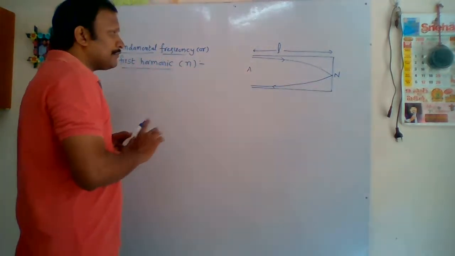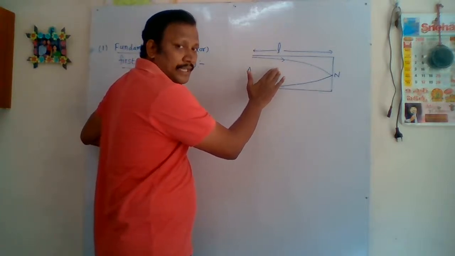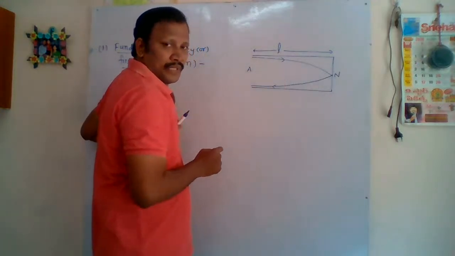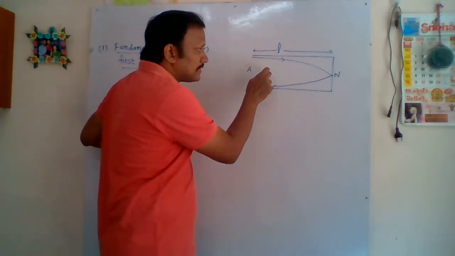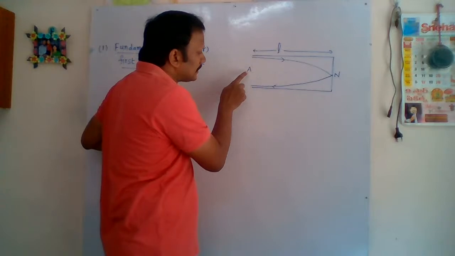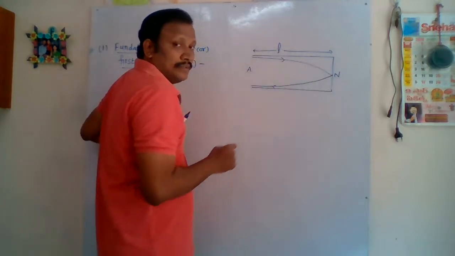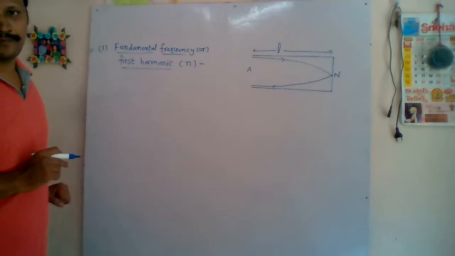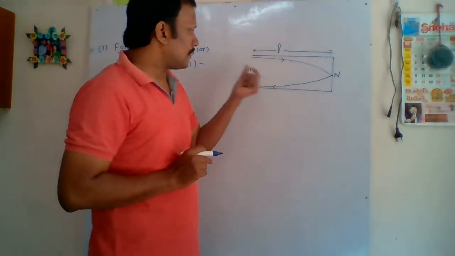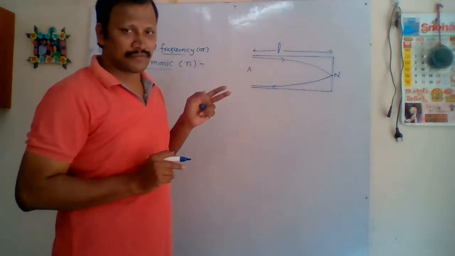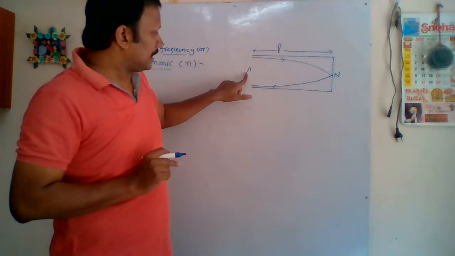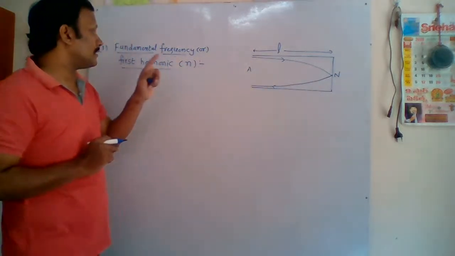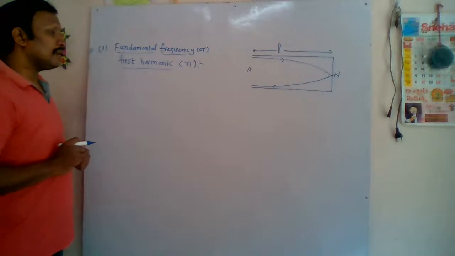Now if the air column in this closed pipe vibrates with at least one antinode and one node, then the frequency of the air column is called the fundamental frequency or first harmonic.